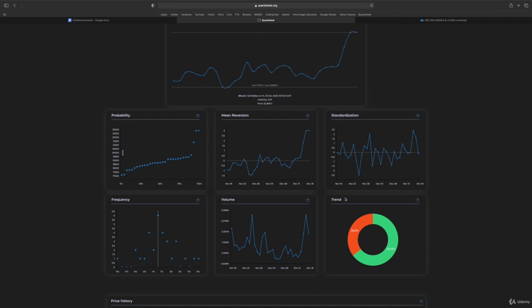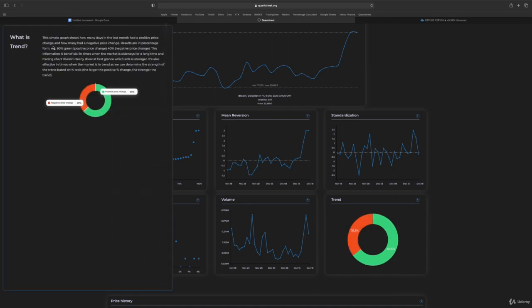And last but not least, we also have trend, but this is not just the trend, because when we click on this, you can see this graph shows how many days in the last month have positive price change and how many negative price change. Results are in percentage, and this information is beneficial in times when the market is sideways for a long time and the trading chart doesn't clearly show at first glance which side is stronger.